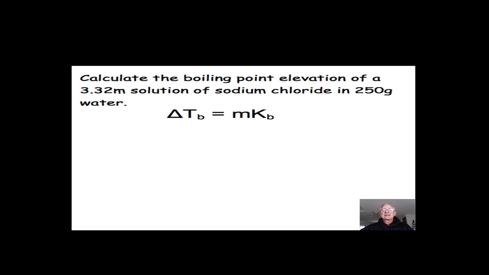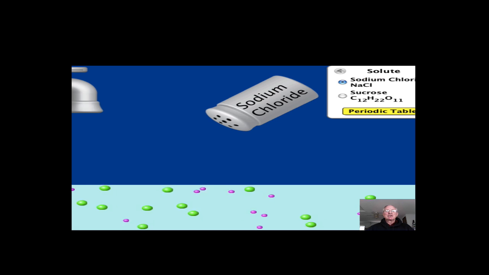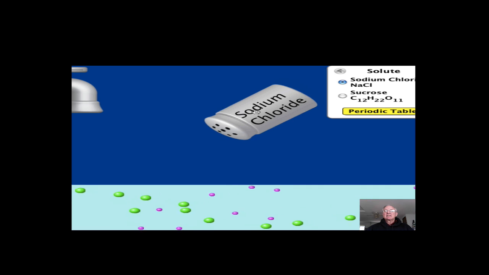So now let's look at a slightly different problem. Here we're going to calculate the boiling point elevation, as we did in the previous problem, of a 3.32 molality solution, but this time our solute is sodium chloride instead of glucose like it was in the previous problem. To understand why this problem is a little bit different, we need to look at the mechanism by which sodium chloride and glucose dissolve. So when we shake some salt into a solution, you'll see that it breaks down into its individual ions. The NaCl breaks down into Na positive ions and Cl negative ions.